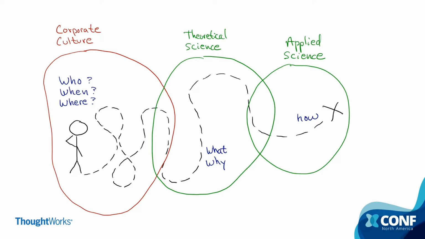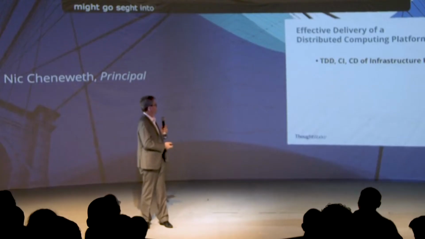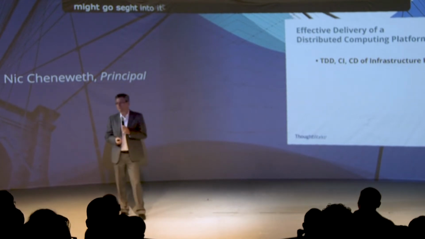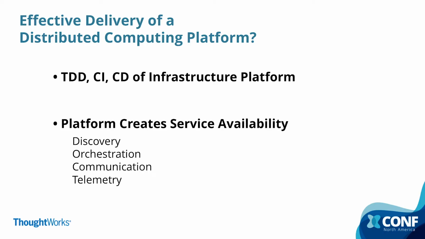Okay, so I'm going to talk about what you need to do, why it matters, and how you might go about setting into that. The effective delivery of a distributed computing platform is what we're talking about here. There are two key first principles, foundational architecture things that you need to keep in mind when you're developing these systems and never step away from, never back off. The first one is deploy these platforms using the same practices you do when you're building your applications. So test-driven development, continuous integration, continuous delivery of the infrastructure platform. And the second piece I'm going to cover is these platforms that you build, they need to be the ones solving the solution for the availability of those services, not the individual application teams as they create those services.